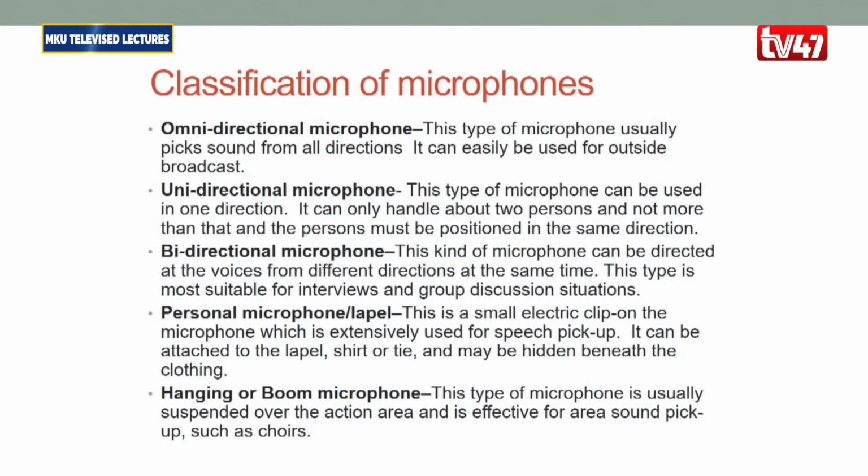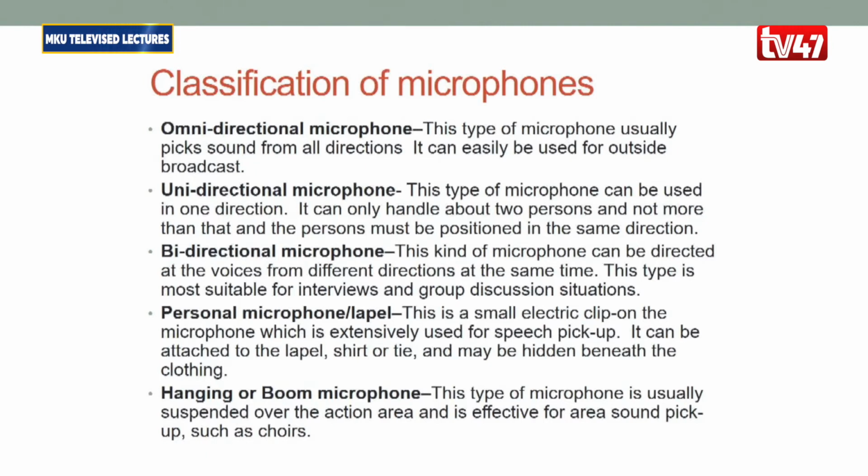This type of microphone usually picks sounds from all directions. It can easily be used for outside broadcast. So omnidirectional microphones are those that are usually used especially for outside broadcast, and we're saying that they can pick sound from all directions, so that if you place them at a particular point, they will pick sound from all directions. And then we have the unidirectional microphones.